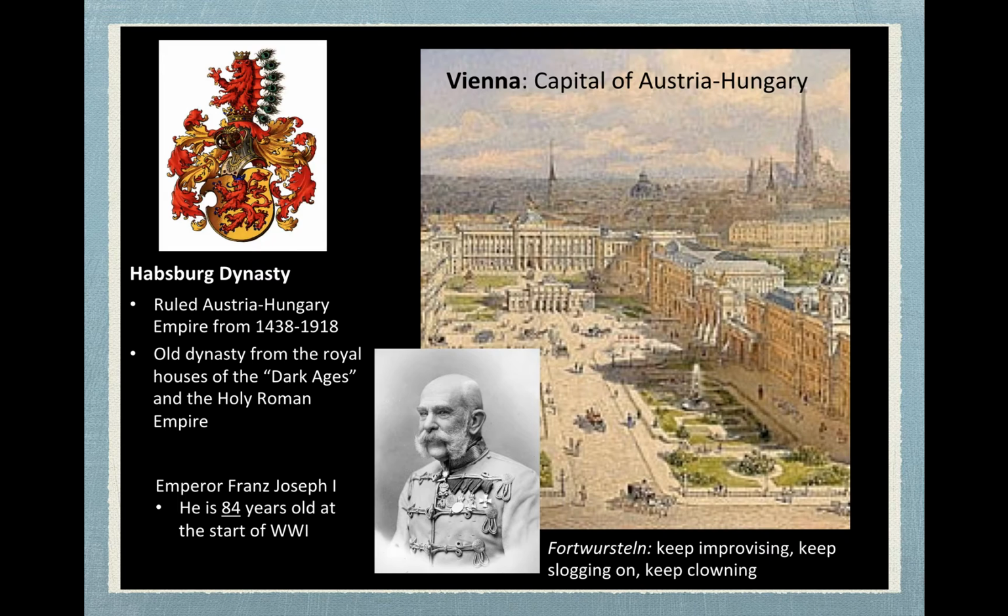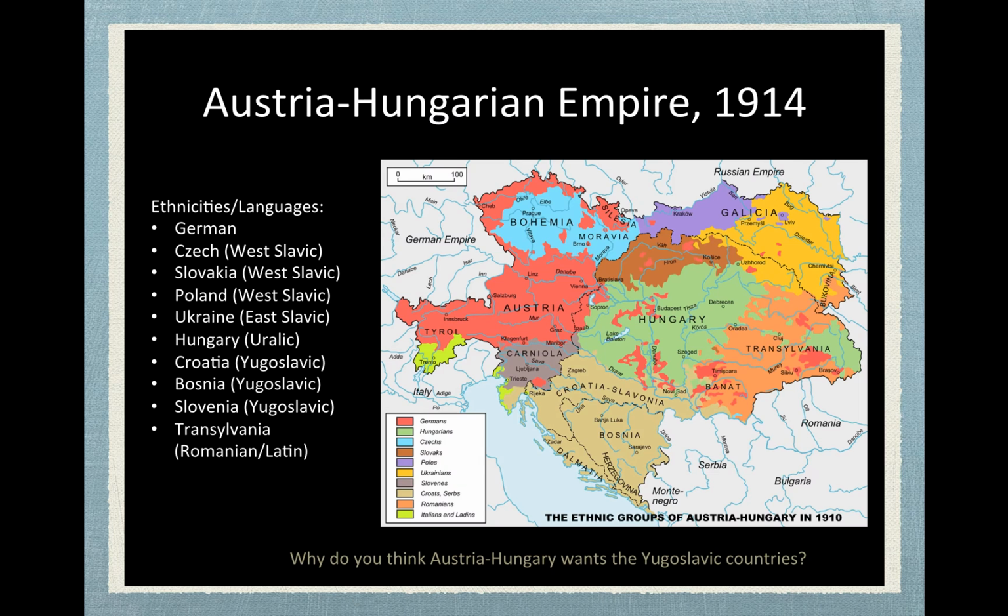And he ruled from Vienna, which was this really old school kind of European Germanic type kingdom or city. This phrase that the Austrians used, Fortwursteln, is a good indication of how the Austria-Hungary Empire carried on. This phrase basically means keep improvising, keep slogging on, and keep clowning. It's kind of a combination of those phrases, but the basic idea here is that Austria-Hungary was just lumbering on, keeping control of all these different kinds of people, but really it was losing them in the long run. So again, here you've got all these different language families represented in the Austria-Hungary Empire.